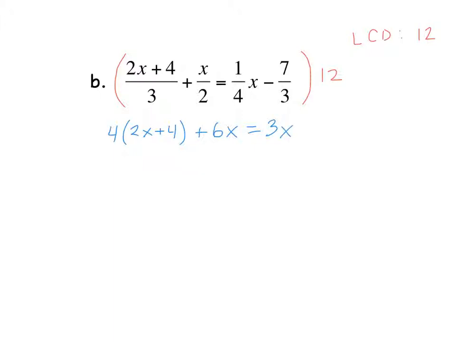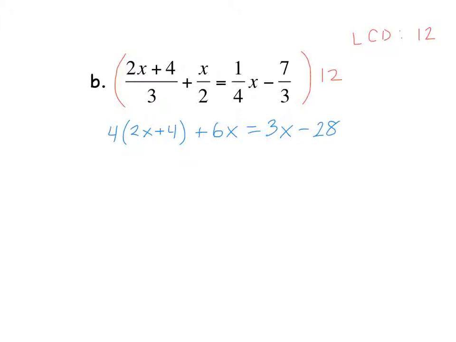3x. Okay, and then finally, that's going to be a minus. And we have 7/3 times 12. 12 divided by 3 is 4. 4 times 7 is 28. But that's a minus 28. Watch that sign. So now, again, this is a much cleaner equation to solve.